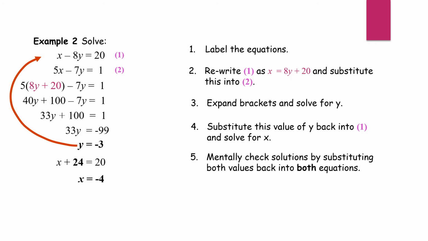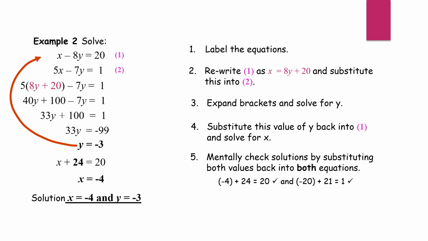Now we're going to do that mental check, substituting it into both equations. So negative 4 plus 24 equals 20, and that's correct. And negative 20 plus 21 equals 1 is also correct. So the solution works for both of our equations, and then we just need to write our final solution, x equals negative 4 and y equals negative 3.